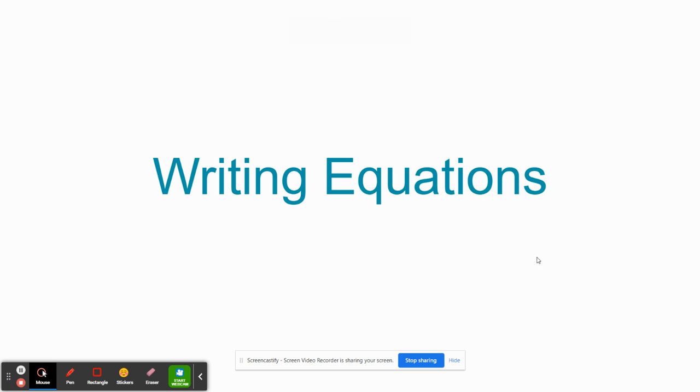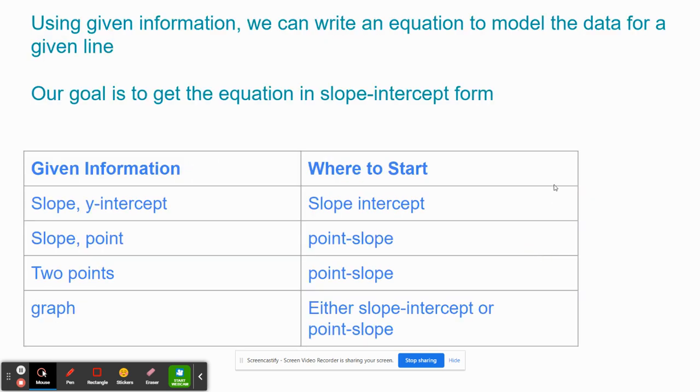Writing equations. So using the given information, we can write an equation to model the data for a given line. And our goal is to get the equation into slope-intercept form, that is y equals mx plus b.